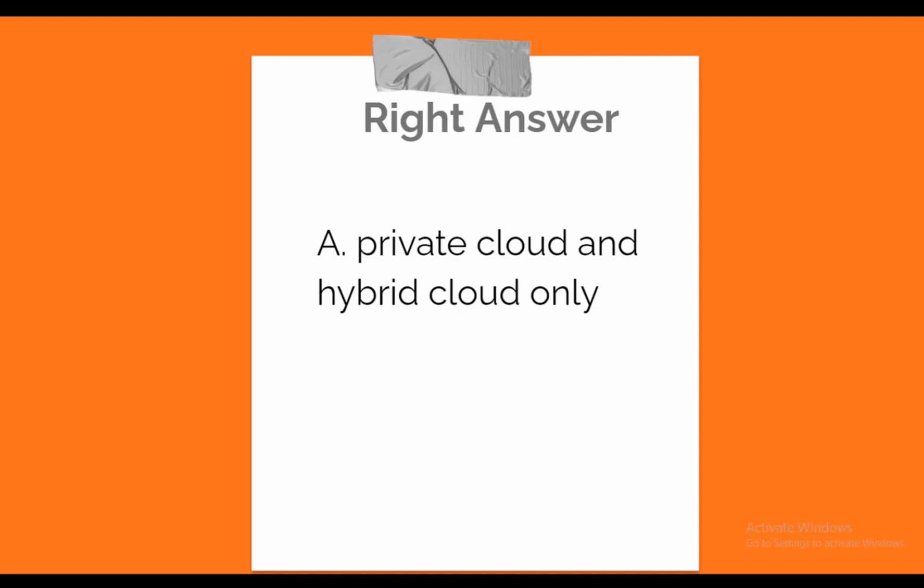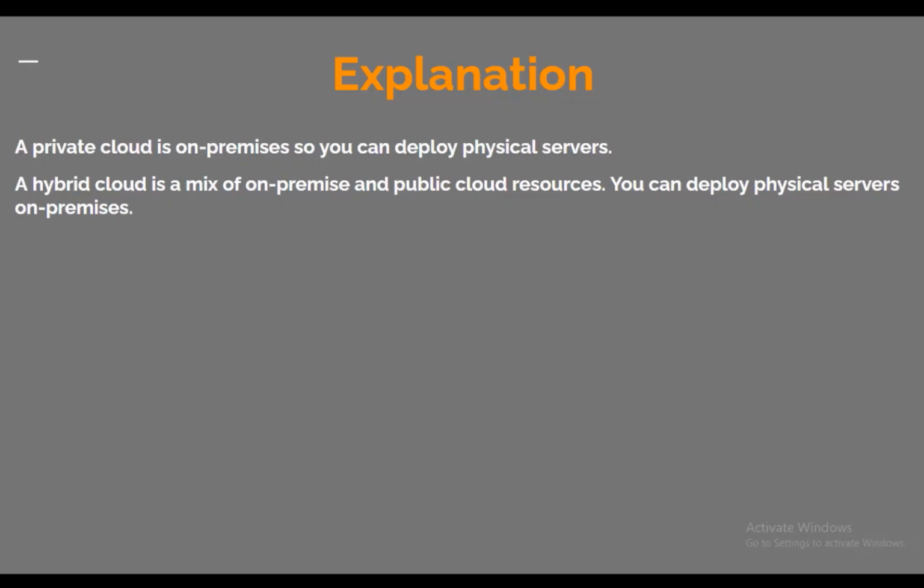And the correct answer is option A. Private cloud and hybrid cloud only. Explanation. A private cloud is on-premises, so you can deploy physical servers. A hybrid cloud is a mix of on-premise and public cloud resources. You can deploy physical servers on-premises.